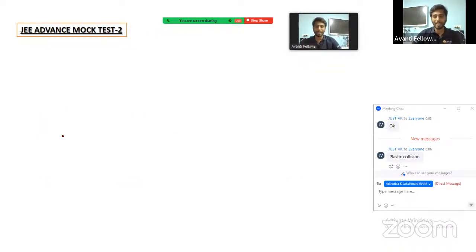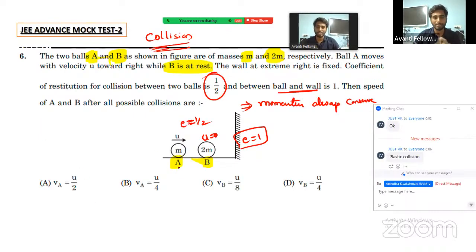Okay, then what we need to calculate here is the speed of A and B after all possible collisions. Guys, look, first B was at rest, A came and collided. First collision. Now B is moving with some velocity and it collides with the wall. This is the second collision. Suppose when it is colliding with the wall, A is moving with some velocity like this, slowly.